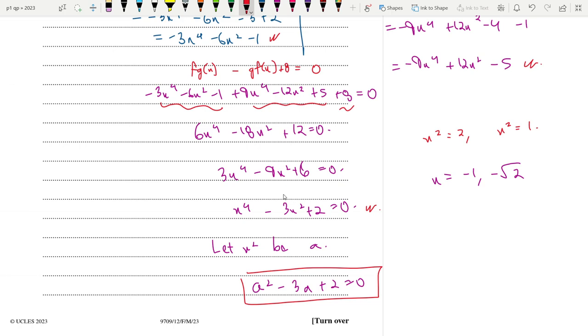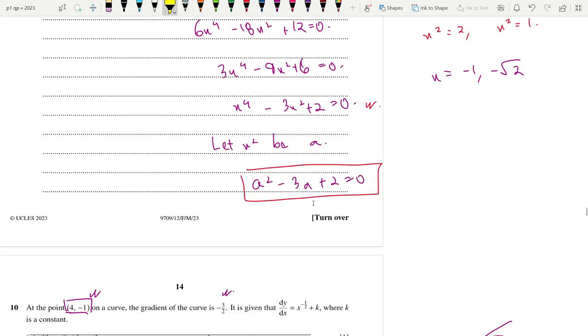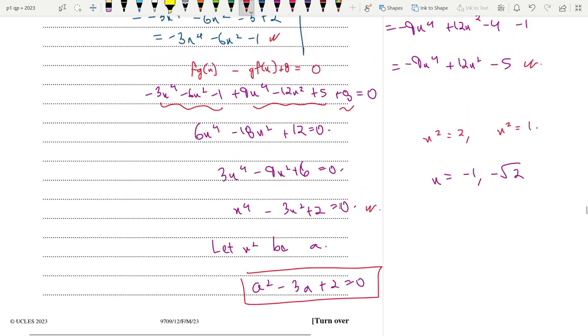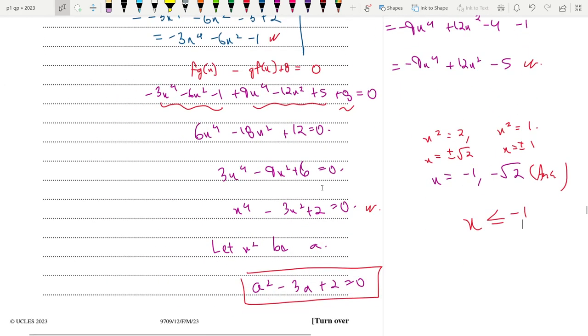So here in the top, it's given that x can only take negative values. If you take the root, you end up with x equals plus or minus root 2, and here x equals plus or minus 1. But we are only going to take the negative one, since x is defined for x less than or equal to minus 1. So save that, it's fine.